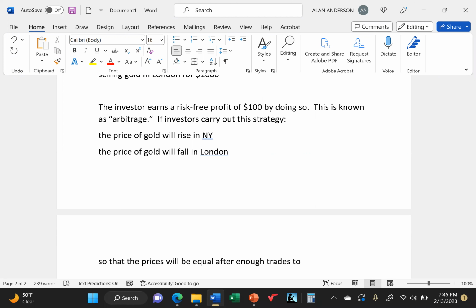So in other words, this kind of thing is going to disappear very, very quickly. If it ever happens at all, it's going to disappear very quickly, because the prices will adjust as more market activity takes place. The buying of the gold in New York pushes the price up. The selling of it in London will push it down until the two will be equal again.